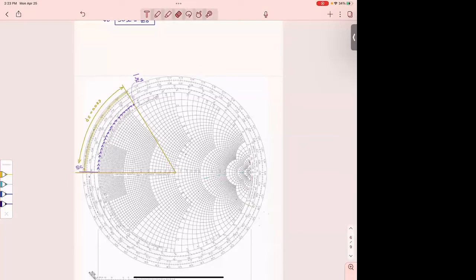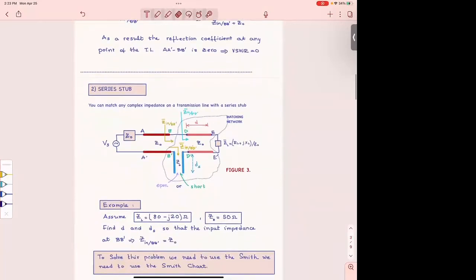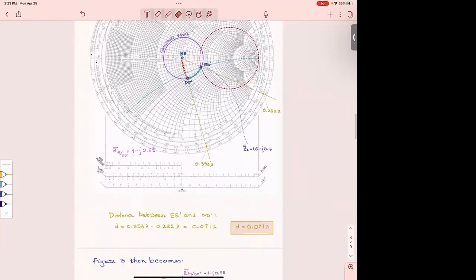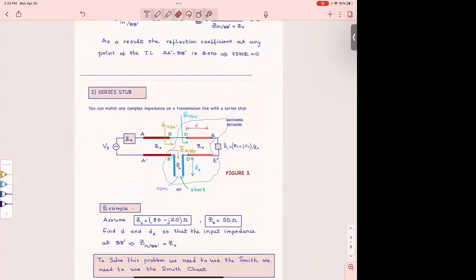So I will not go for that length. I will go for this one, for a short. And therefore I say, okay, I'm going to go along the transmission line. That's my solution to the problem. I'm going to go along the transmission line by 0.07, what did we say? 7 or 7.1? By 0.071. So my D from here, the end, to this point, D prime, is 0.071.